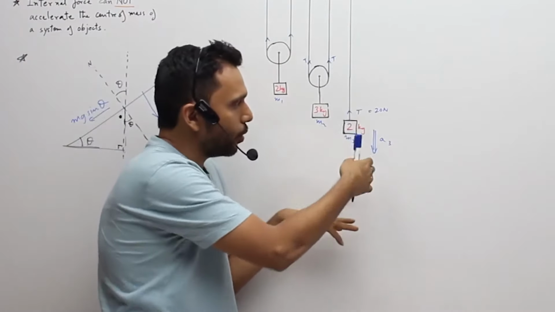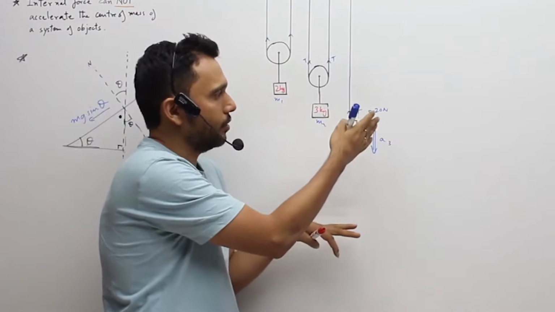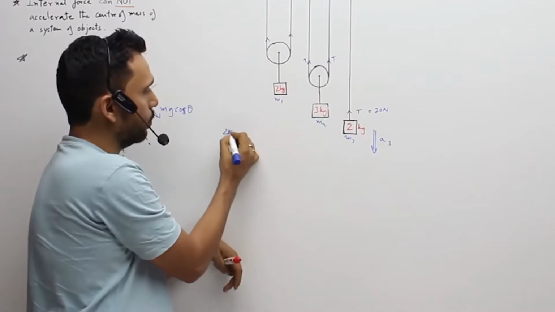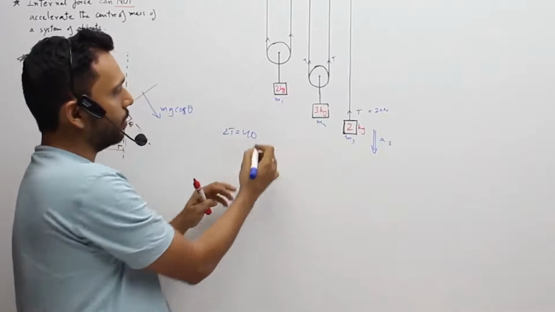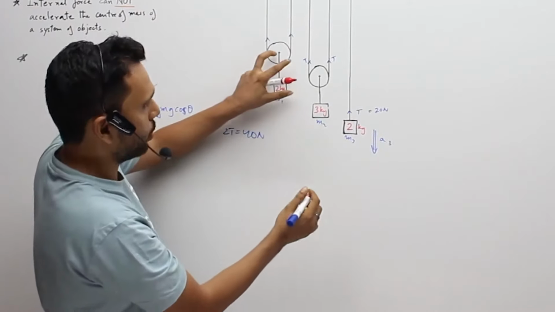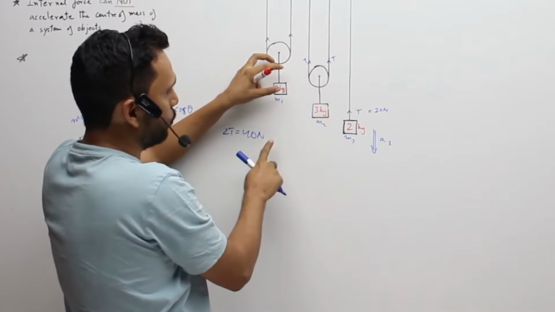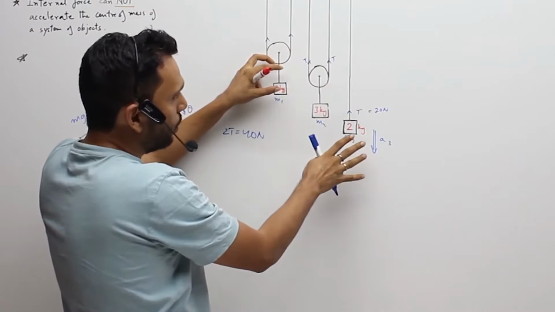When the body starts going down, the tension releases. The tension which was acting when the bodies were not going was 2T, which was equal to 40, but then the bodies were held. This was held and this was held. That time 2T was 40. When it is let go, then what happens?